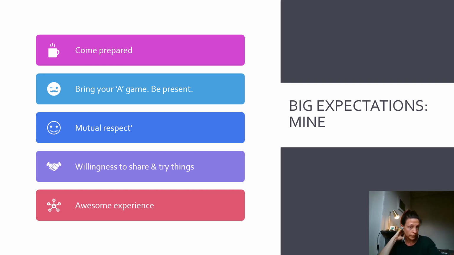We need to be mutually respectful, so I expect that you will respect each other and also me, that you'll just have a willingness to share and try new things. And certainly with the online format, there are a lot of new things that we need to try. And hopefully overall, my expectation is that you'll just have a really awesome course experience.